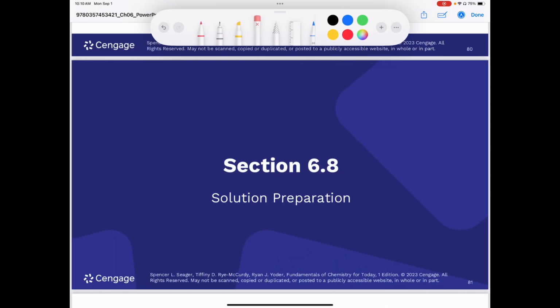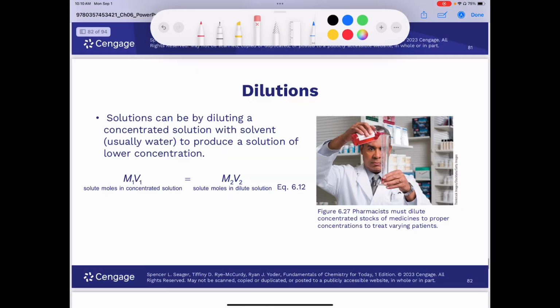All right, let's take a look at solution preparation. In order to prepare a solution, you have to know how to do a dilution. And you can see here is a pharmacist who's making some kind of dilution from a stock solution. And if you've ever made orange juice from concentrate, you'd be doing a dilution there. So solutions can be made by diluting a concentrated solution with a solvent, usually water, to produce a solution of lower concentration.